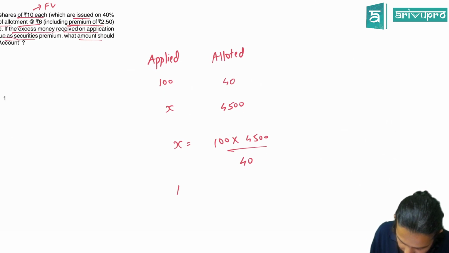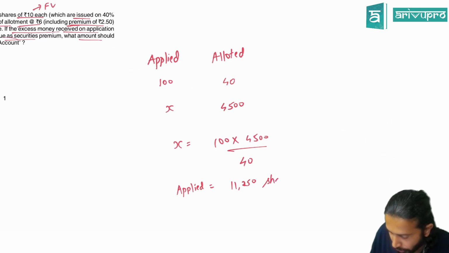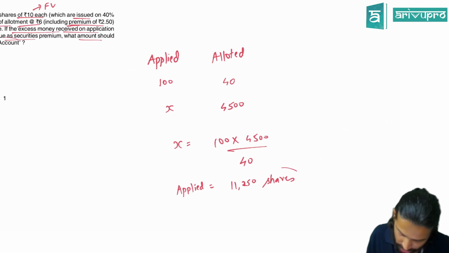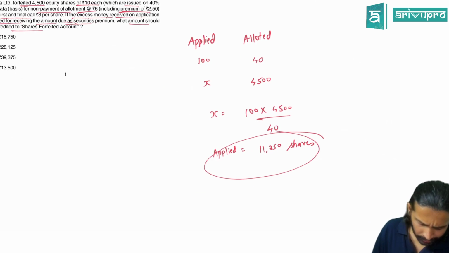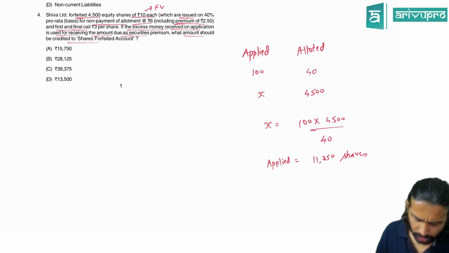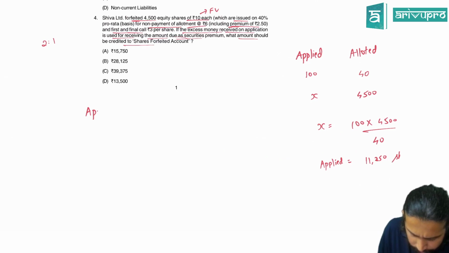X is equal to, meaning shares applied, X stands for applied shares, which will be 11,000. Namdu's calculator is showing 11,250 shares. Yes, awesome. You seem to agree with me. Sir, simple. If somebody has applied for 11,250 shares, they should have paid application money. So how much is application money received? Can you tell me?